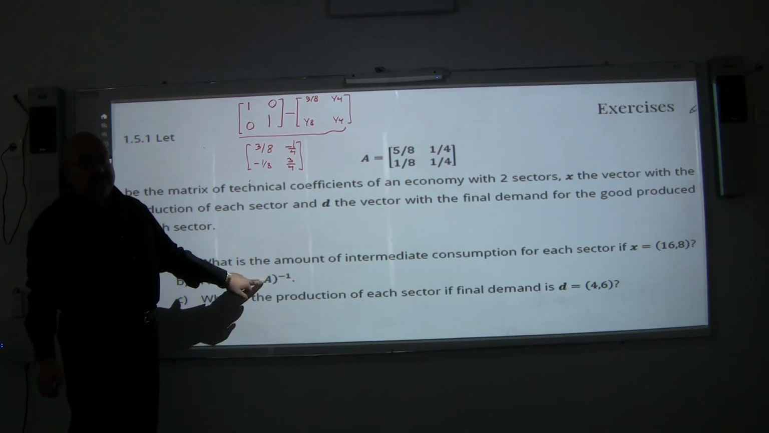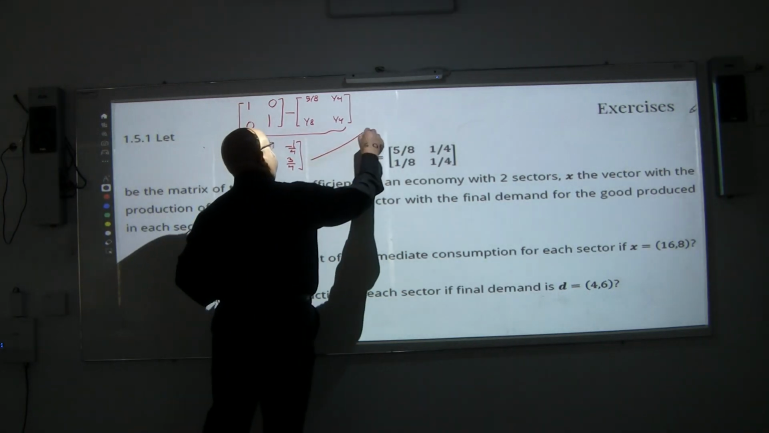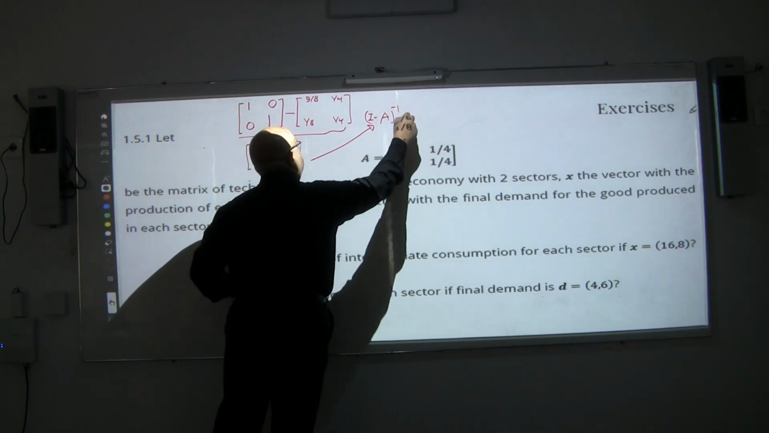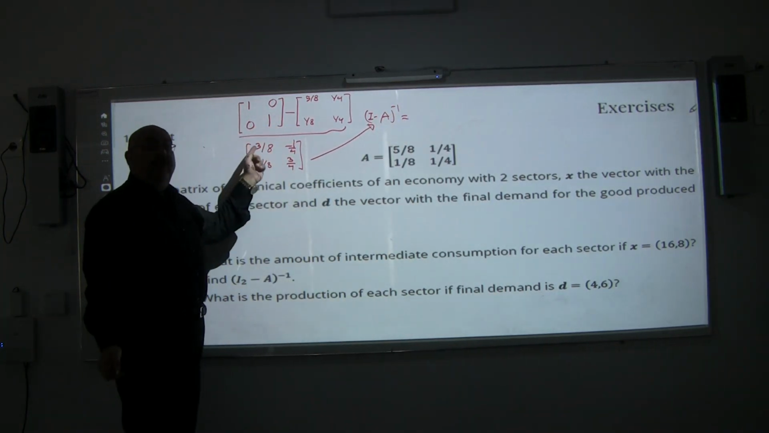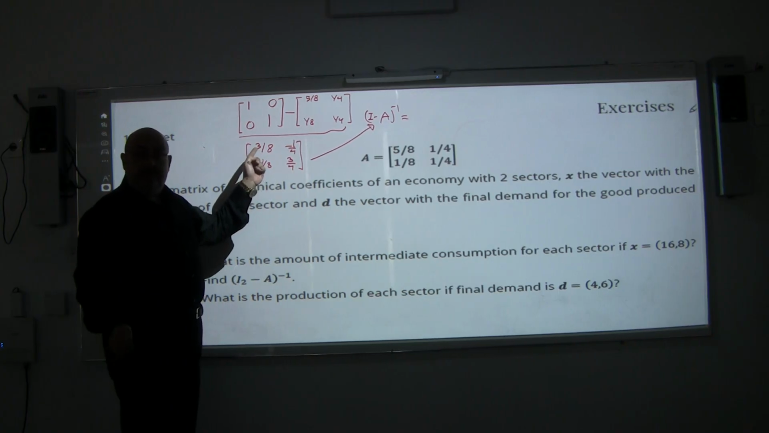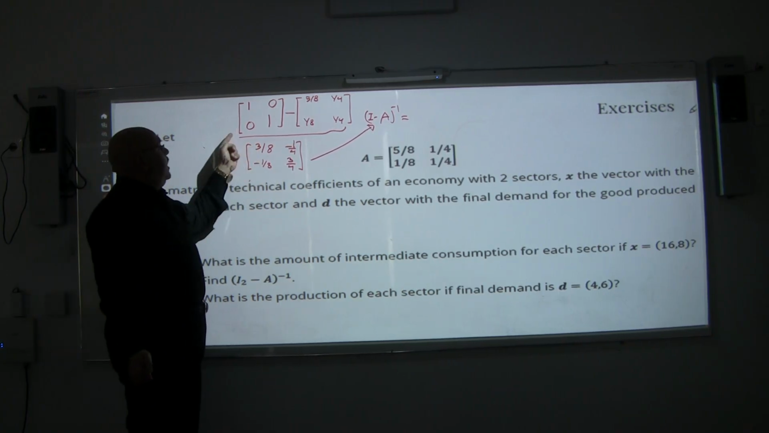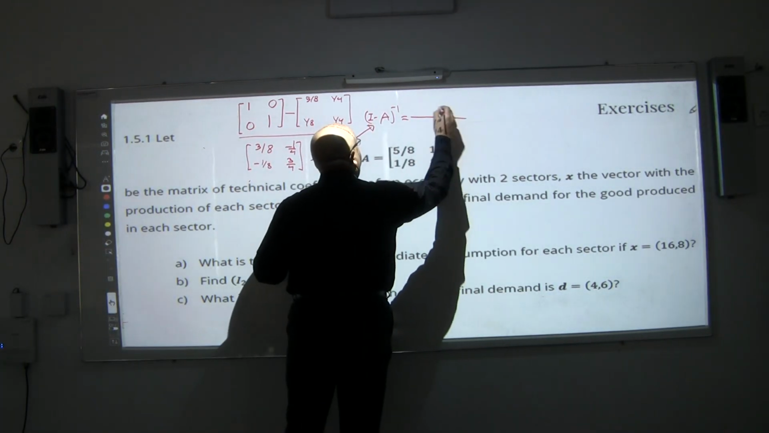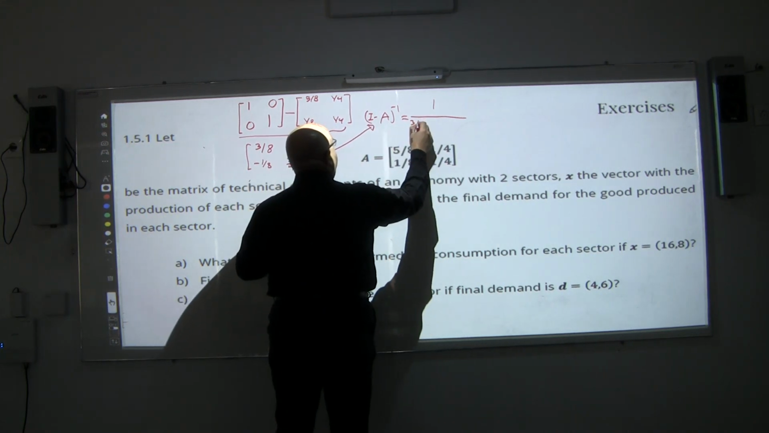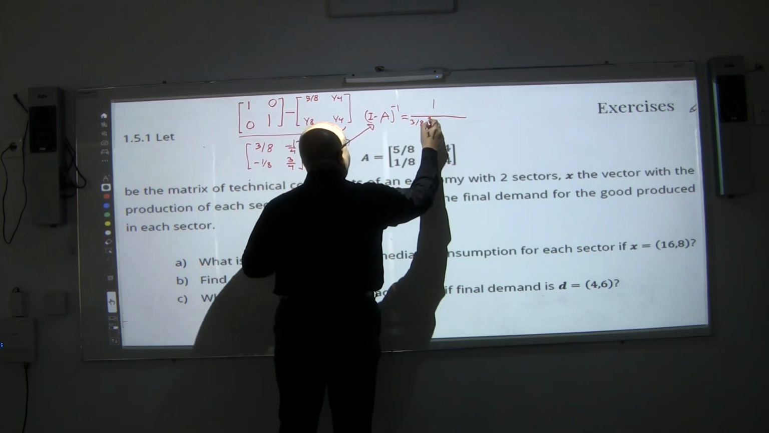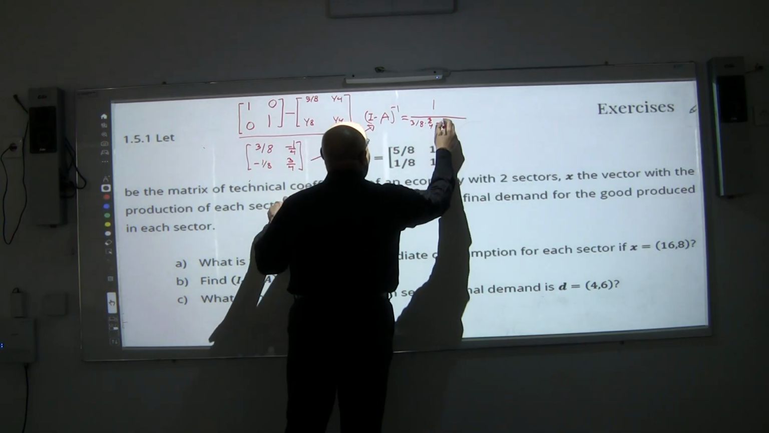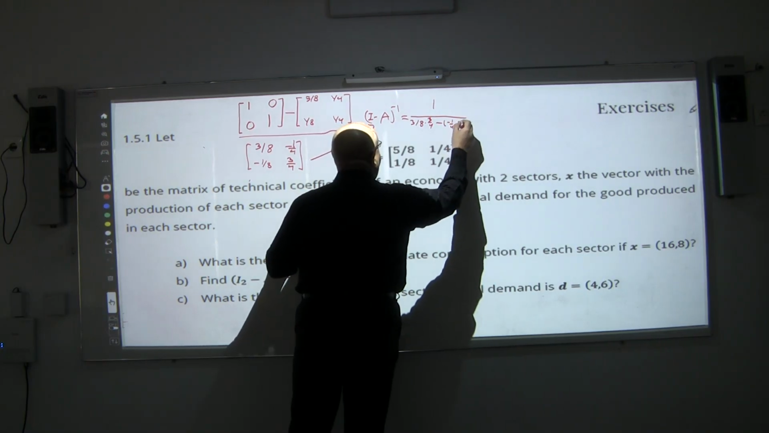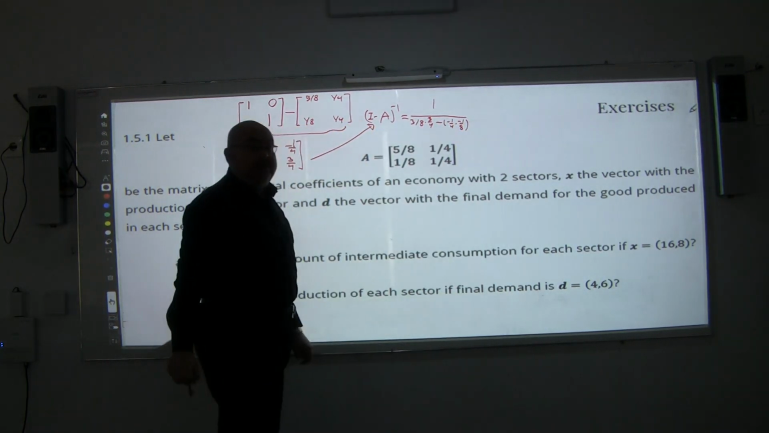Then I will get its inverse. How do I get the inverse of this matrix? I put the unit matrix on the right side and start transforming it into the unit matrix using row operations. Or I can simply multiply 3 over 8 times 3 over 4. So I will simply do 1 over, 3 over 8 times 3 over 4 minus the multiplication of negative 1 over 4 times negative 1 over 8. That's the value of the determinant.